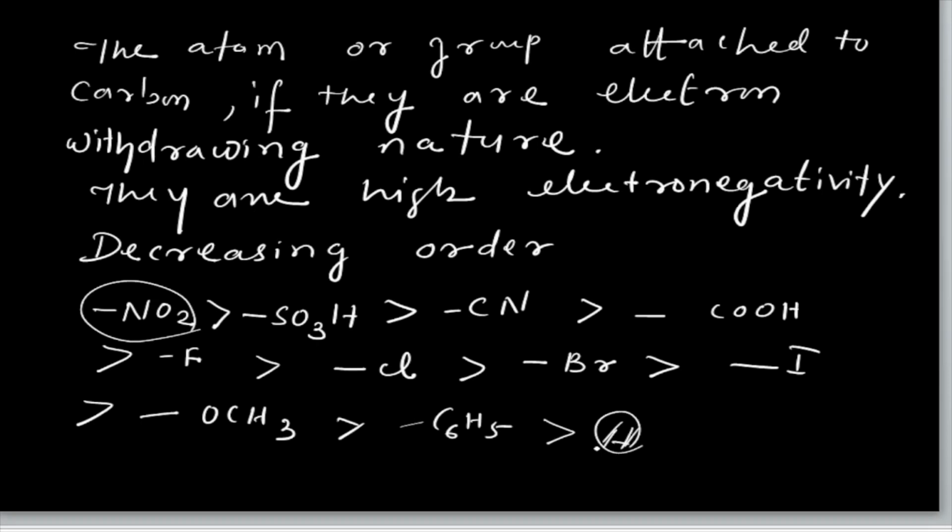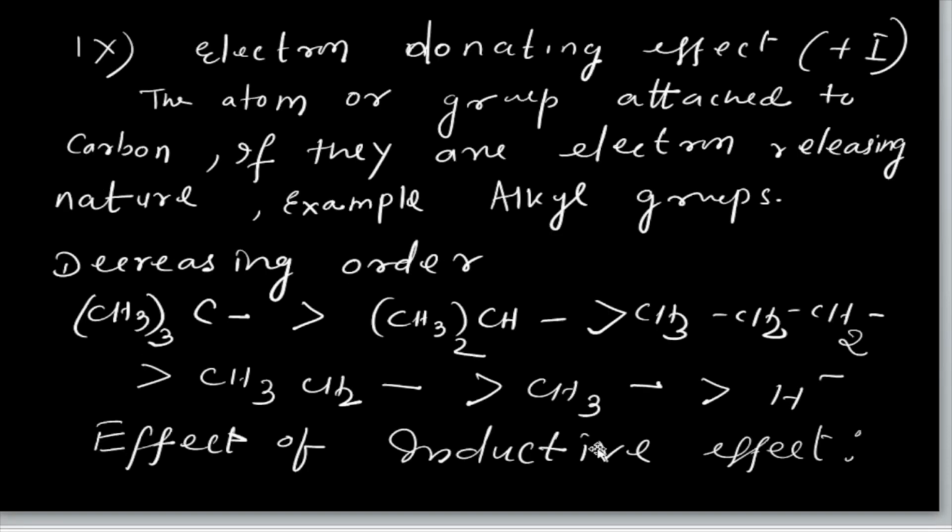So it can be compared with hydrogen. It is calculated by comparing with hydrogen. Similarly, electron donating is plus I. Plus I means the atom or group attached to carbon, suppose attached to carbon, is electron releasing. Releasing towards what? That means here electron releasing groups, for example, alkyl groups.